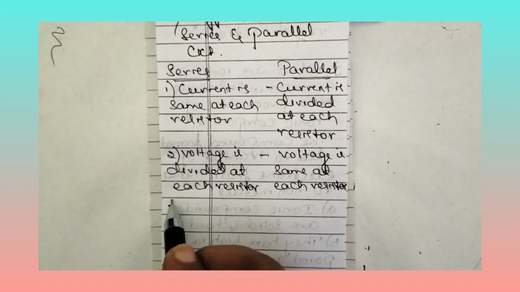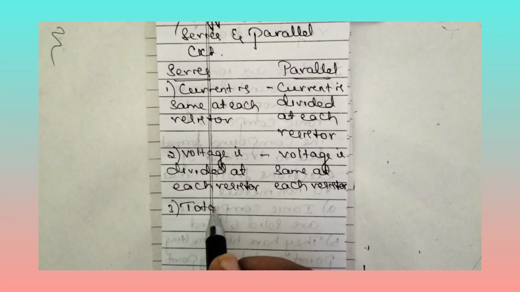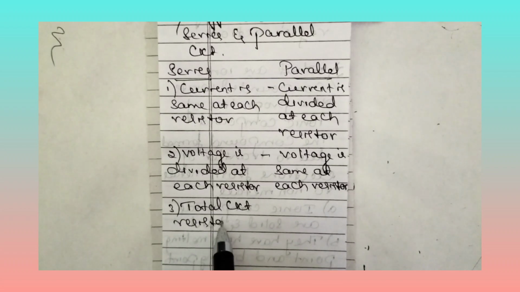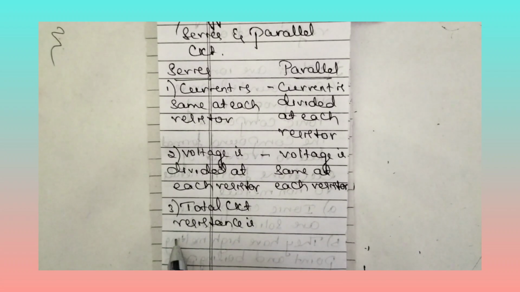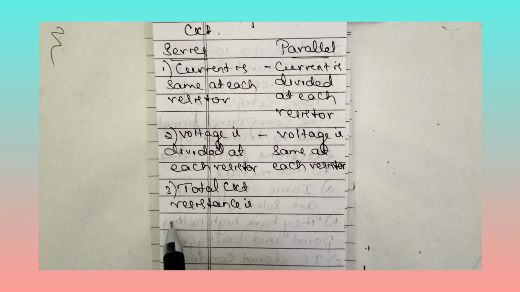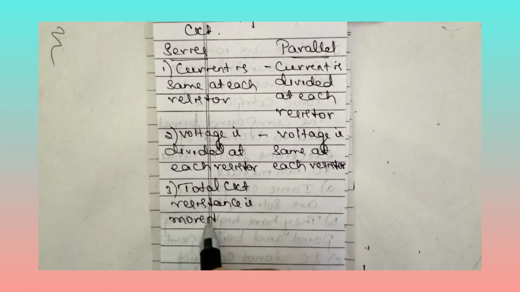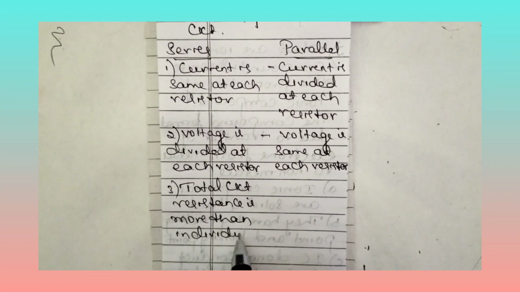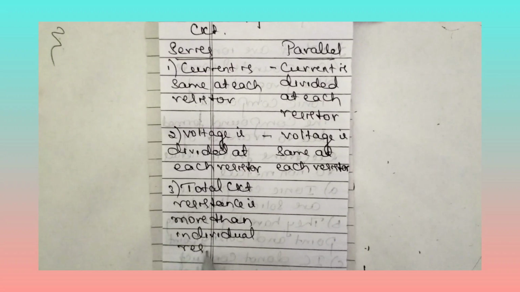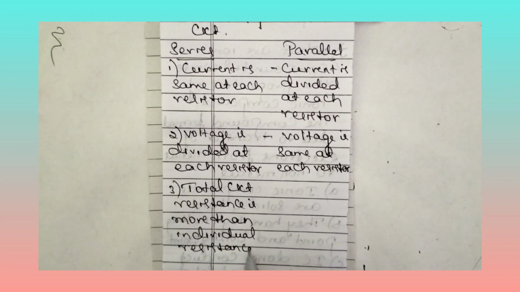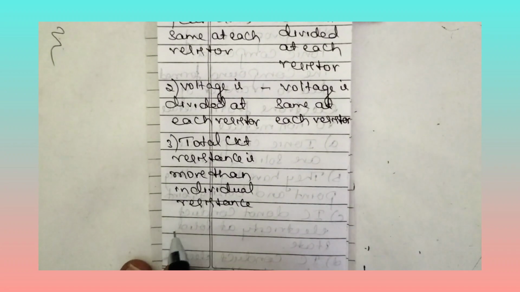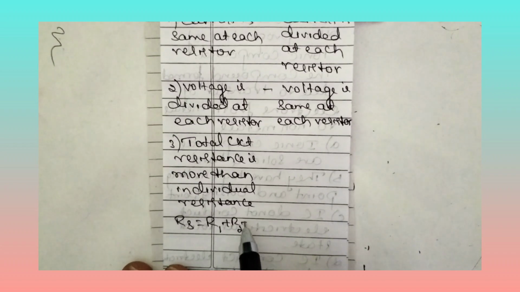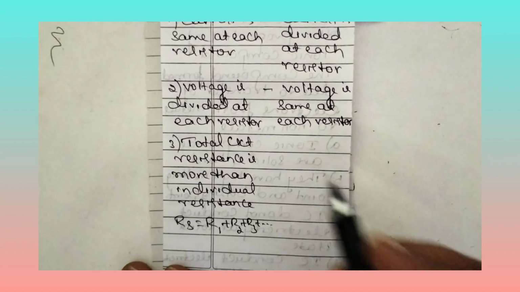Then the third difference is total circuit resistance. In series circuit, total circuit resistance is more than individual resistance. So Rs is equal to R1 plus R2 plus R3 plus so on.